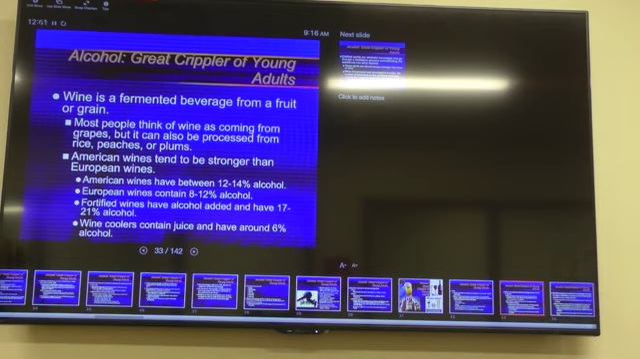The Koreans are really funny about this stuff. American wines tend to be stronger than European wines. American wines have between 12 to 14% alcohol.